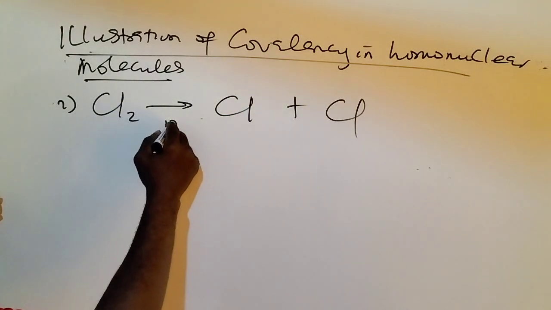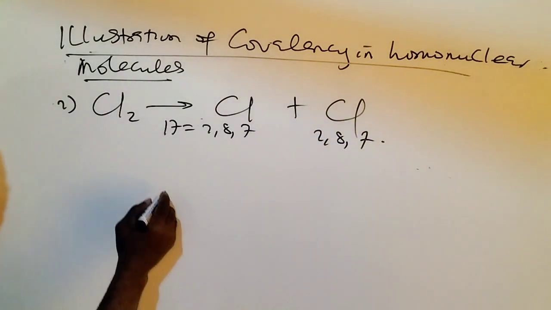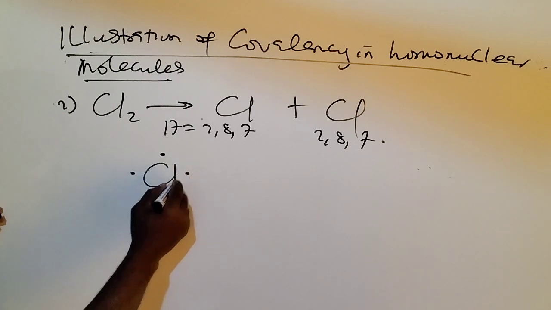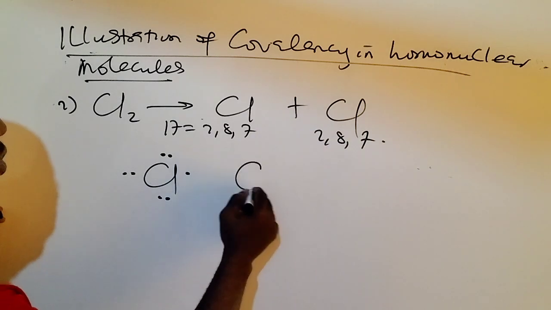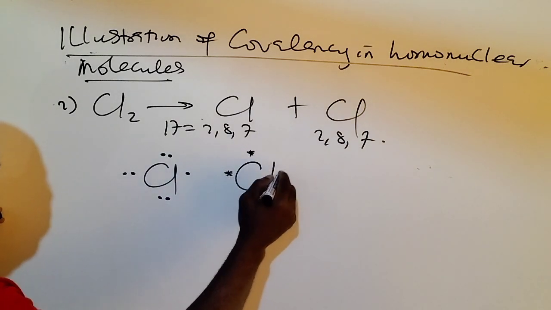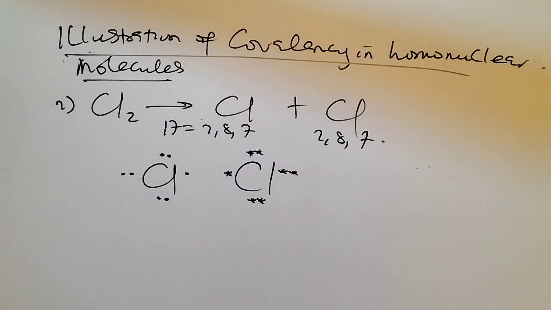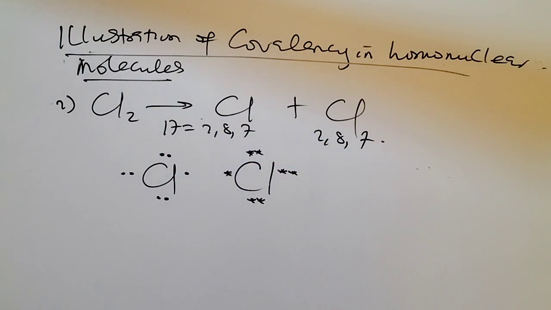Each chlorine atom has atomic number 17, with configuration 2, 8, 7. Now look at the bonding sequence. We draw the Lewis structure. Each of them has 7 electrons in the outer shell: 1, 2, 3, 4, 5, 6, 7 valence electrons. This one is also 7: 1, 2, 3, 4, 5, 6, 7. They both are non-metals because they have more than 3 in their outer shell. That means they are going to share electrons with each other. They contribute an equal number for sharing.